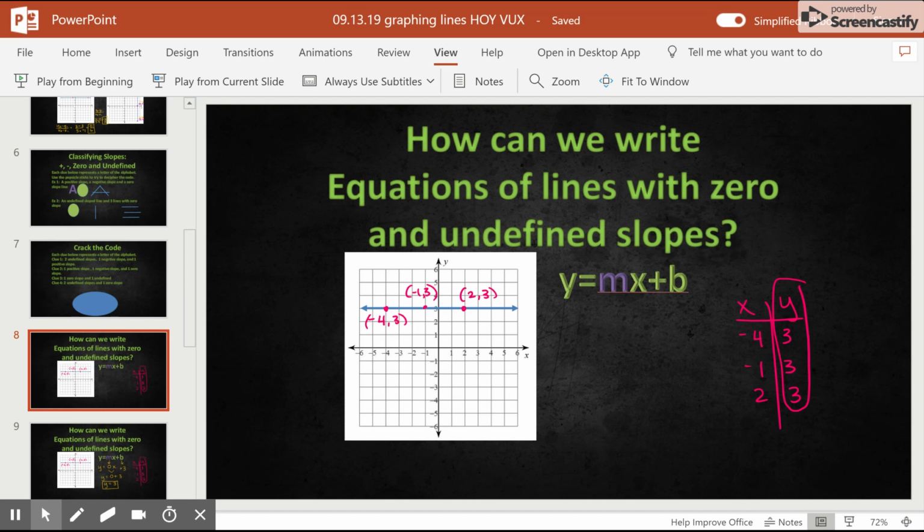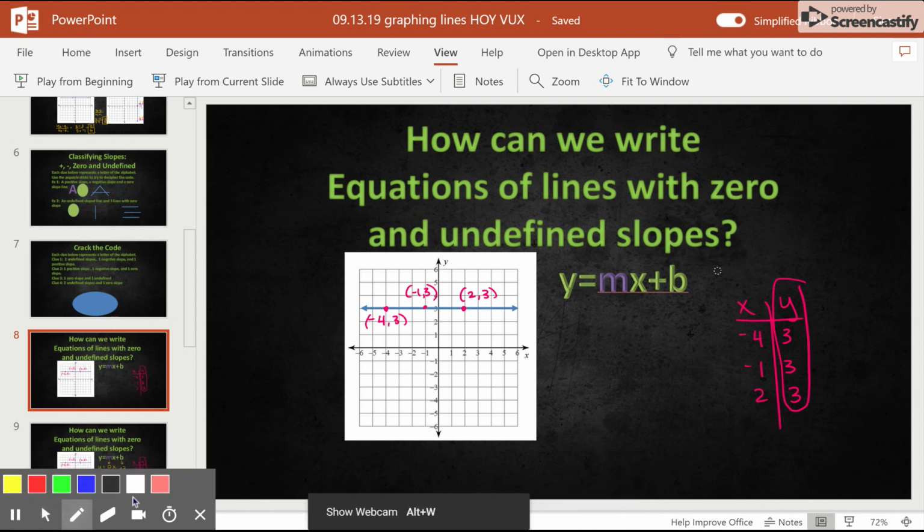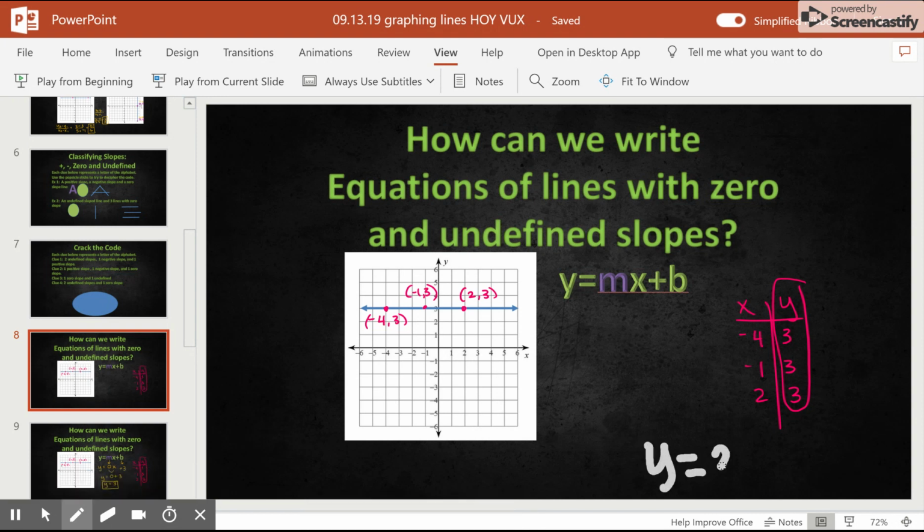So briefly, we talked the other day about how if you have a vertical or a horizontal line, if we look at a table for this graph right here, you can see that no matter what x is, if x is -4, y is 3. If x is -1, y is still 3. If x is +2, y is still 3. If x is 1,000,000, y is still 3. So y is 3 every single time. And if that is the case, then you're going to end up with an equation that looks like this.